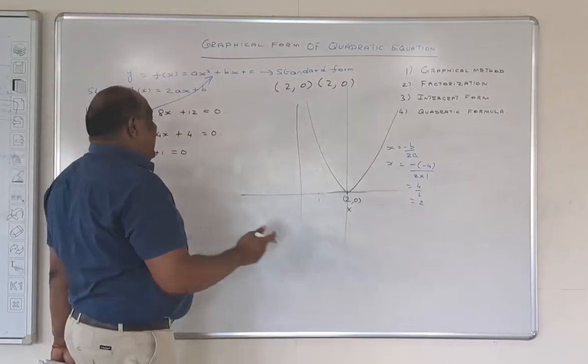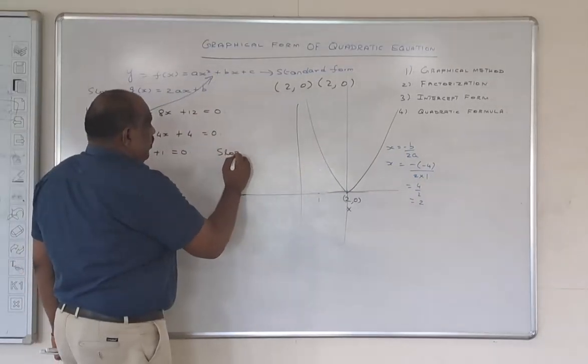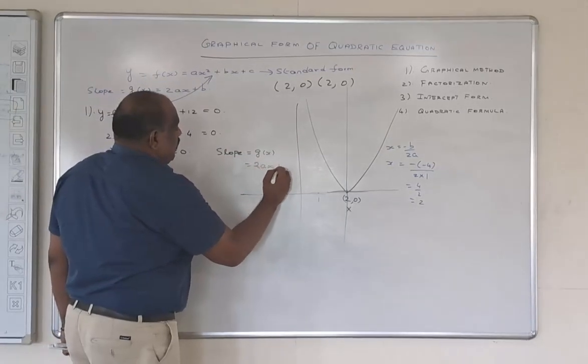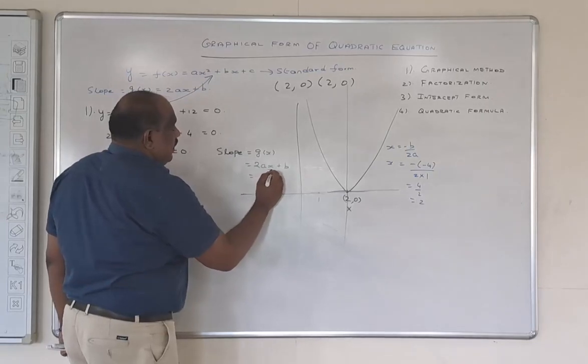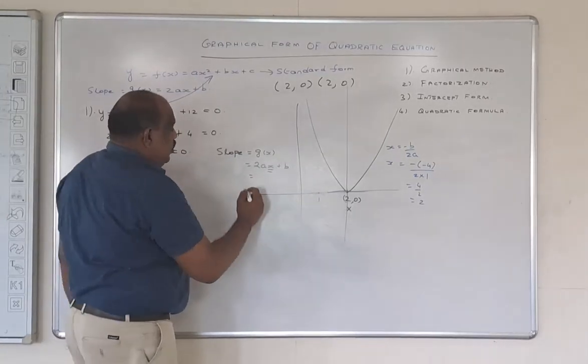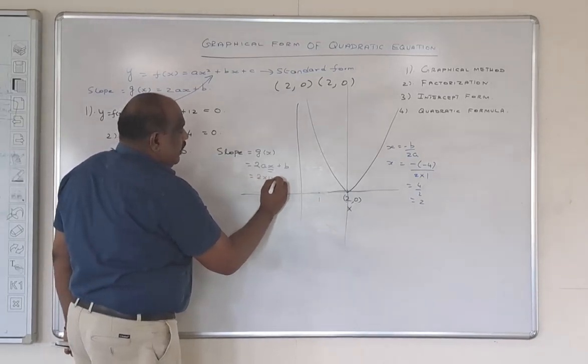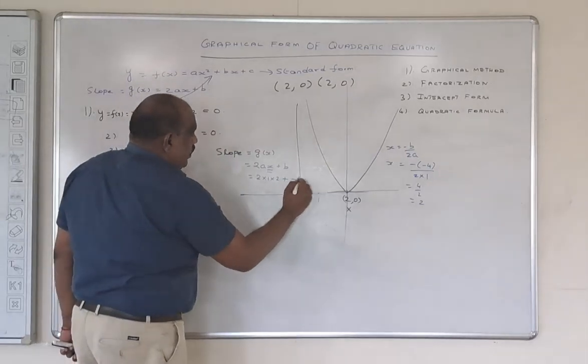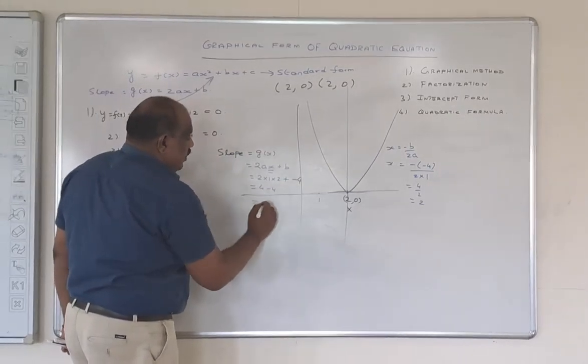But how to tell through formula? Slope equals g of x equals 2ax plus b. What is x at this location? 2. What is a? 1. What is b? Minus 4. So it is 4 minus 4, equal to what? 0.